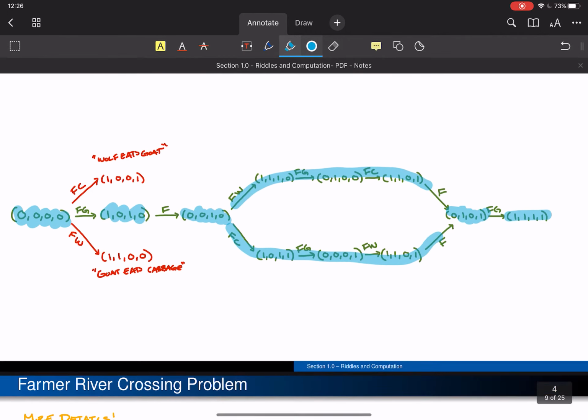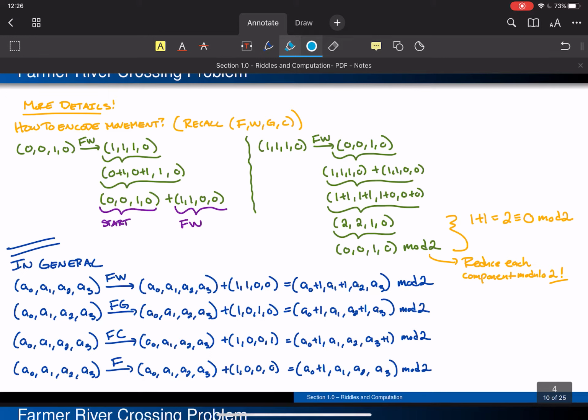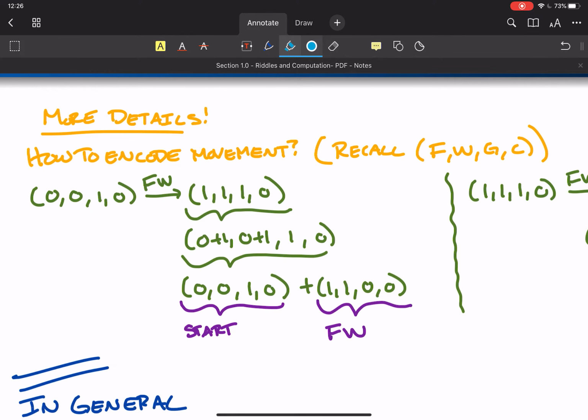Another thing that's going to be an interesting and important aspect is how we actually encode this type of movement. If I'm going from state A to state B, what's actually happening? So we're going to zoom in on a couple of these to see what that all looks like.